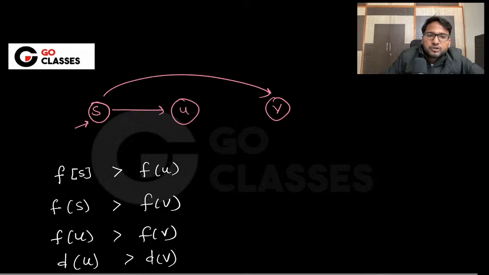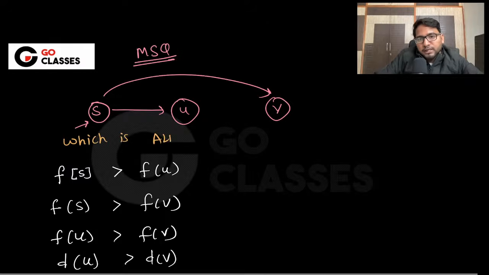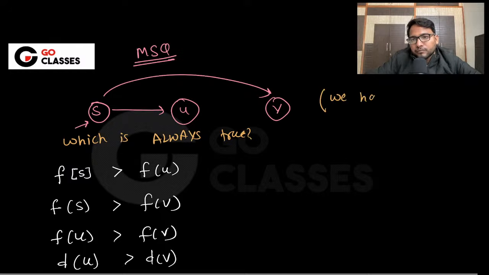Let's suppose this is an MSQ for this particular graph. Which is always true? Tell me, which is always true for this particular graph? Just think about this question. This is a good question. See, they are saying that we have started on S.